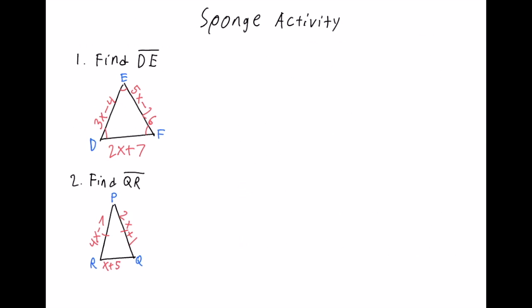Alright, now for the sponge activity. So, number 1 wants you to find DE with DE, EF, and FD. And you have to solve for x and find DE. Number 2, you have to find QR, knowing that we have RP, PQ, and QR. And again, solve for x to find QR.